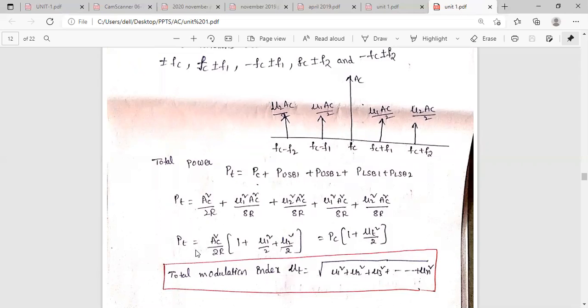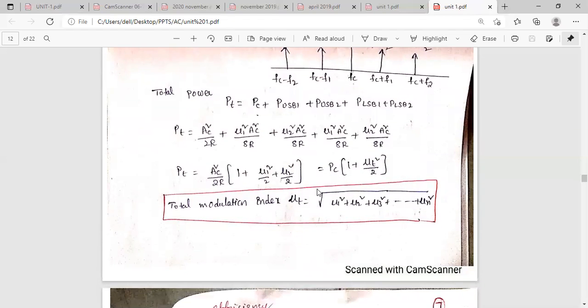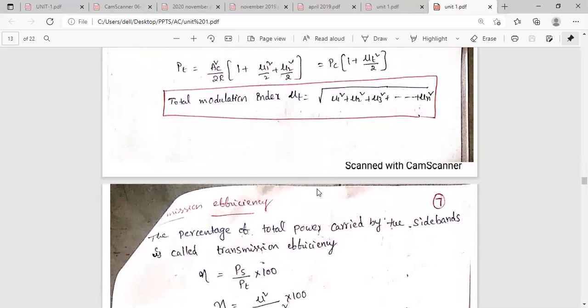In the previous session we discussed the total power Pt is equal to carrier power into 1 plus mu square by 2, if the signal contains a single frequency component. Here that modulation index will be equal to the total effective modulation index mu t, which is equal to square root of mu1 square plus mu2 square and so on. So this is multi-tone amplitude modulation.